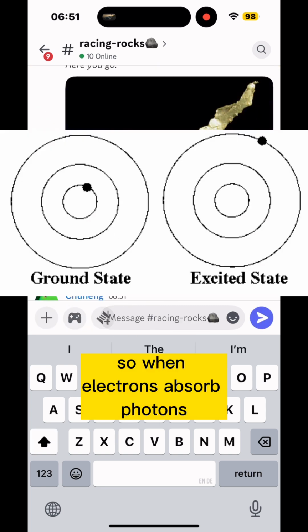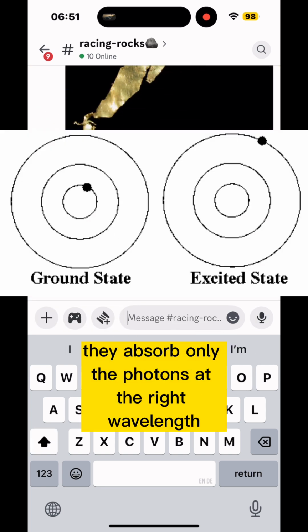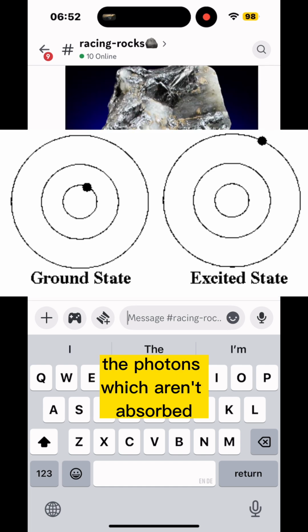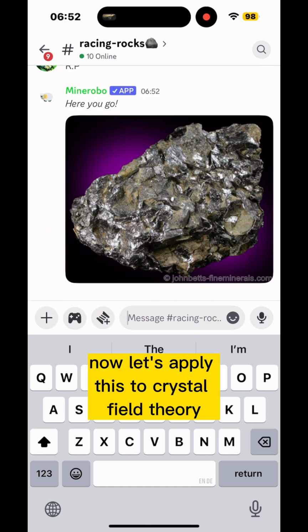Now, in terms of how this explains mineral color, let's explain why certain molecules have certain colorations. So when electrons absorb photons, they absorb only the photons at the right wavelength to get them up to a particular shell level. The photons which aren't absorbed are reflected back as the color that we see. Now let's apply this to crystal field theory.